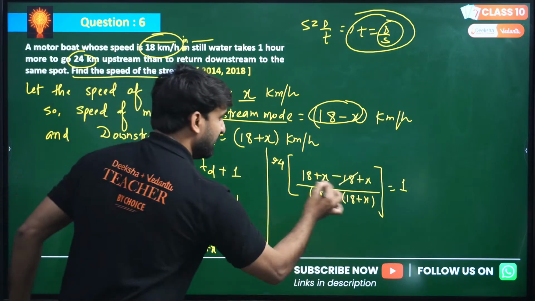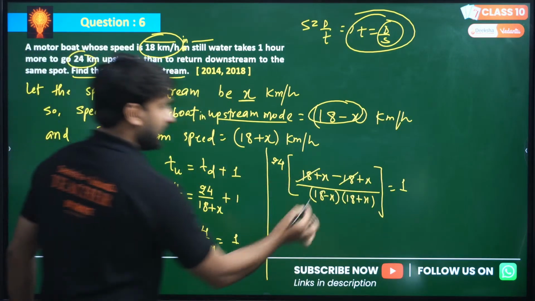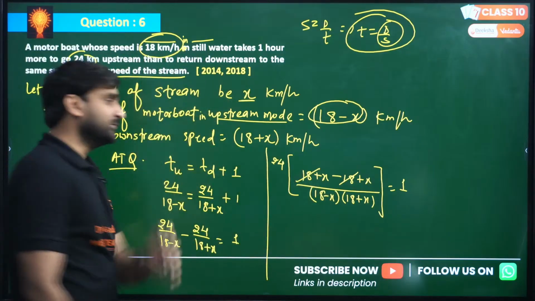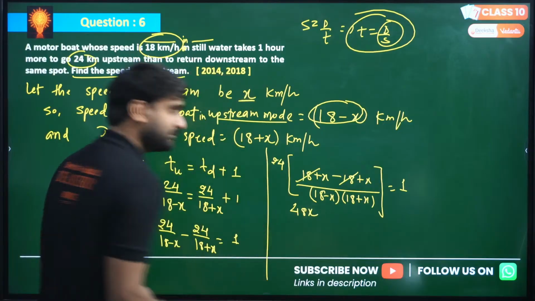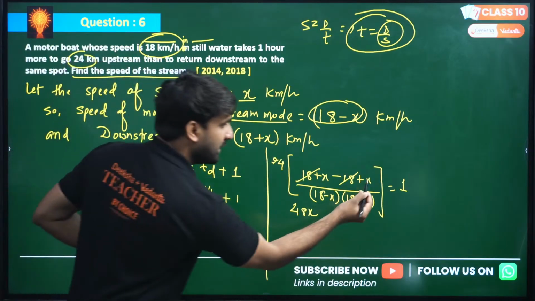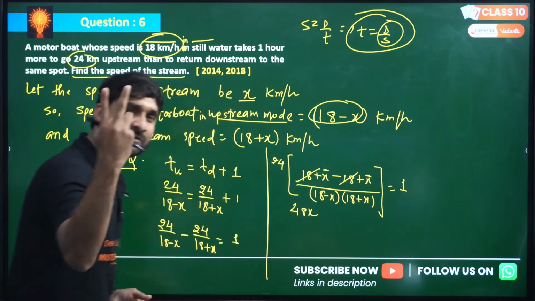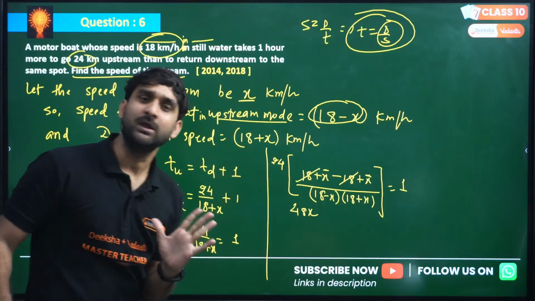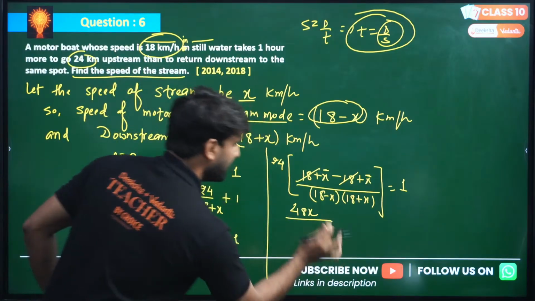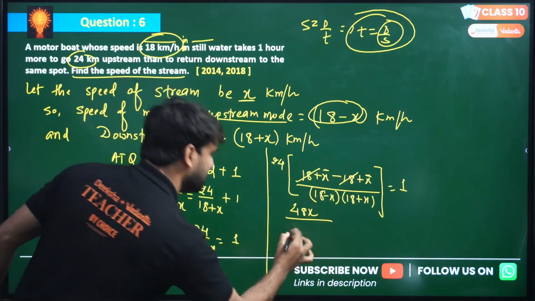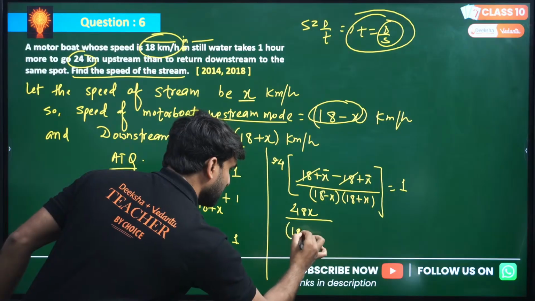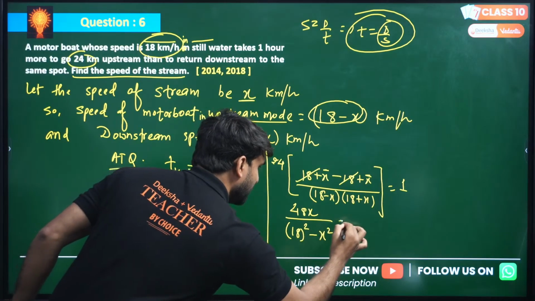Now positive 18, negative 18 will cancel. x plus x will be 2x. So 2x into 24 would be 48x. I hope this is clear. Look, x plus x is 2x, and 2x into 24 would be 48x. A minus b, a plus b. You know the identity? A plus b, a minus b is a square minus b square. So 18 square minus x square equals 1.